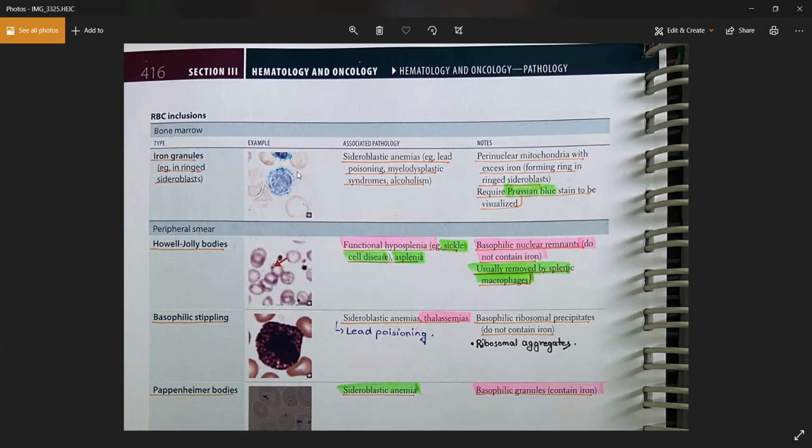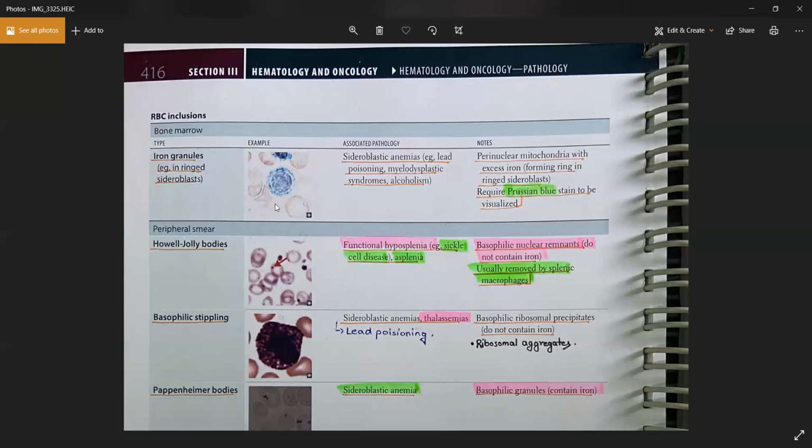These are the mitochondria around the nucleus. Because the heme synthesis is occurring in the mitochondria, all of the iron will start depositing in the mitochondria only, and the mitochondria will arrange themselves around the nucleus to form the ring-like structure, and that's why they call it the ring sideroblast. Whenever you do the Prussian blue staining, you can visualize this iron as a bluish appearance. Very important.